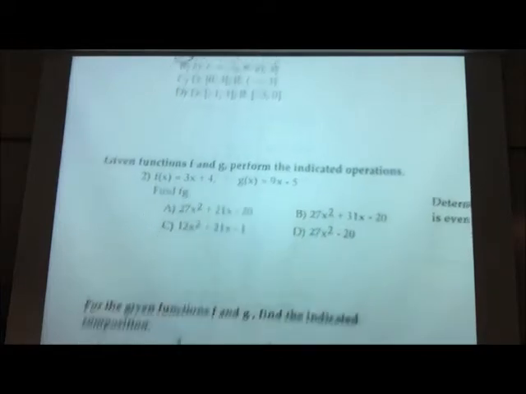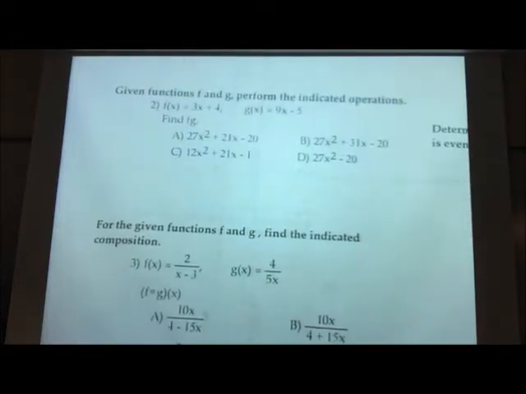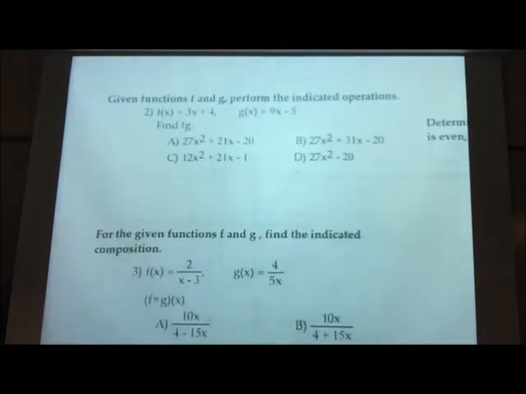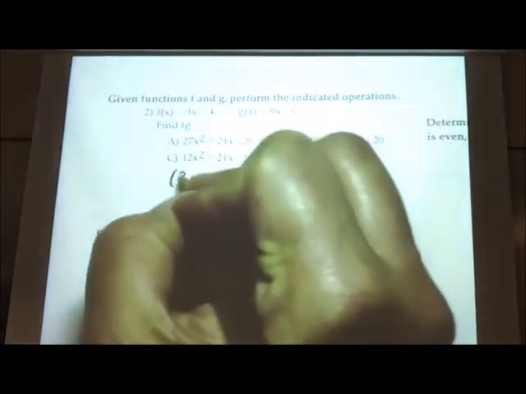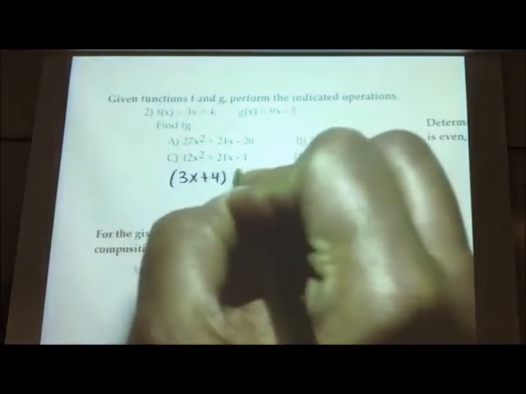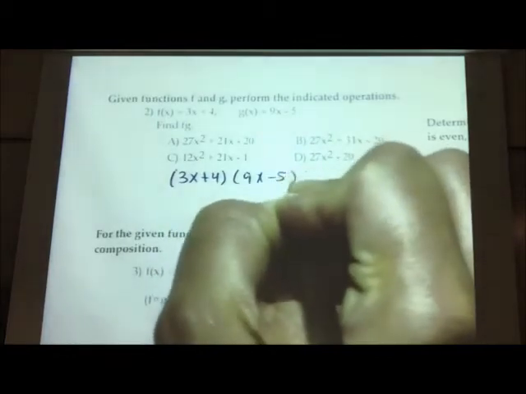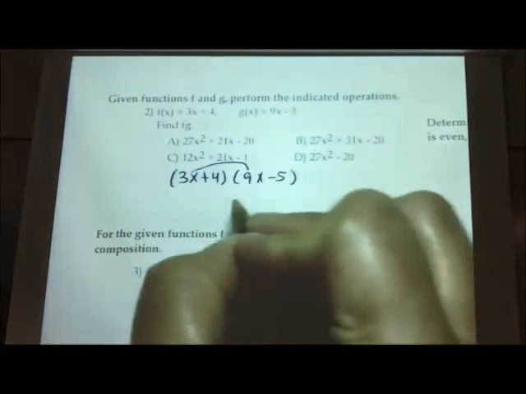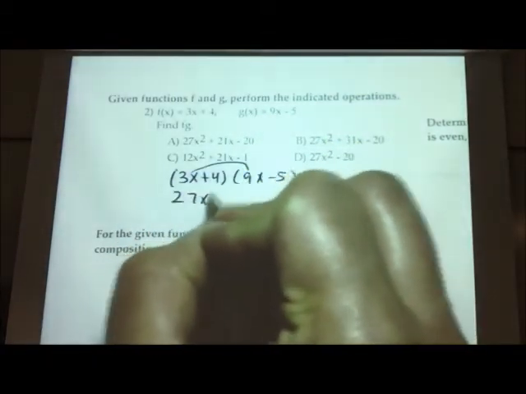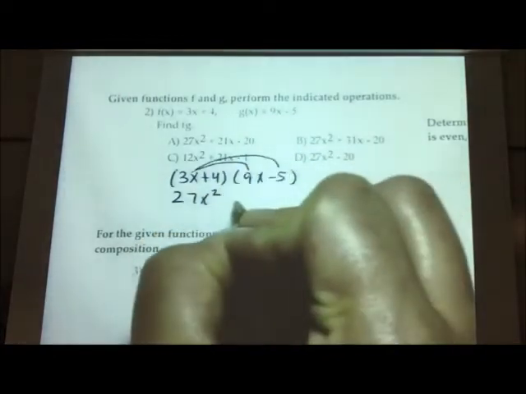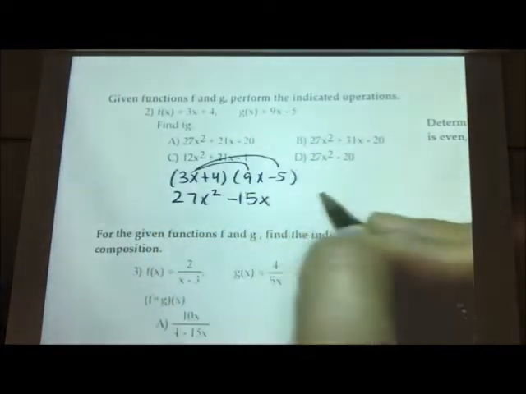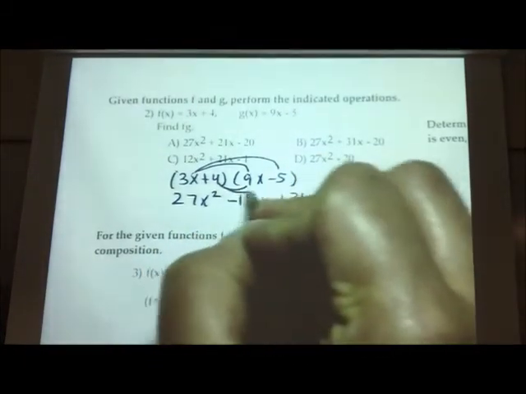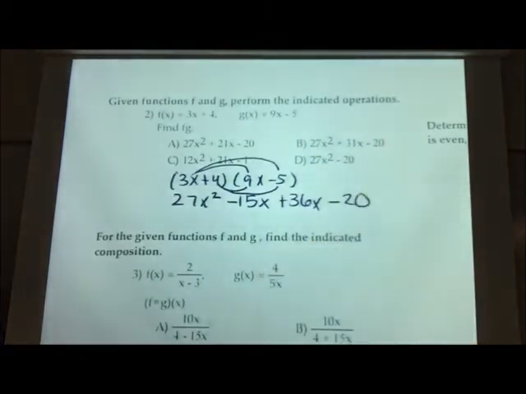Next problem. They give you two functions and they put f and g next to each other, so that means they want for you to multiply them. So I will have to take 3x plus 4, 9x minus 5, and do the FOIL or distributive property. 3x times 9x would be 27x squared. 3x times -5 would be -15x. 4 times 9x is 36x. And 4 times -5 is -20.